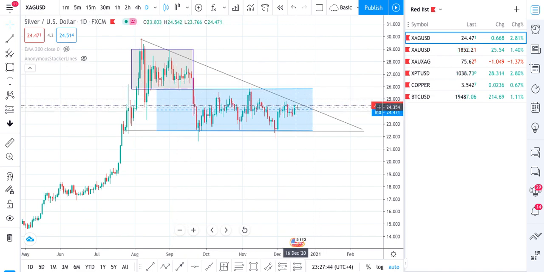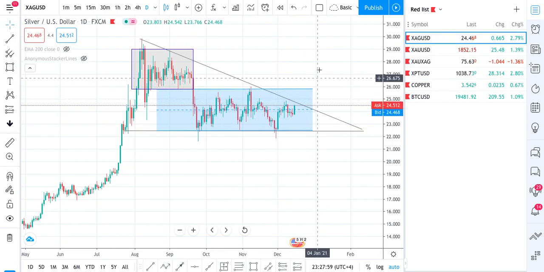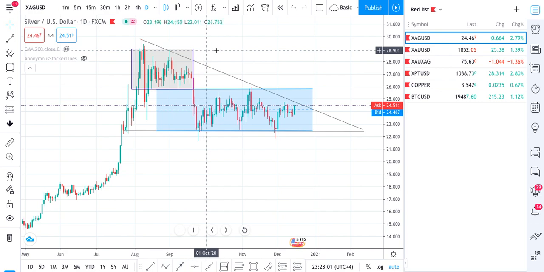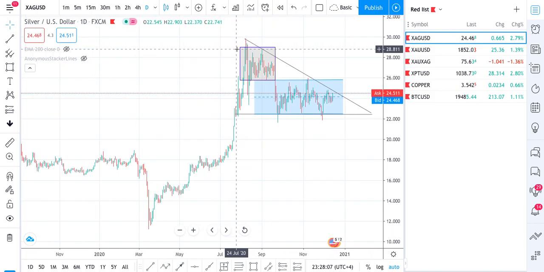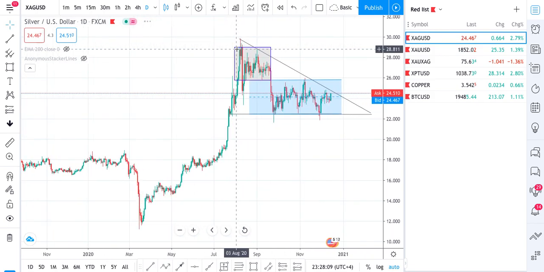So as soon as it breaks out of here, we're expecting it to reach level 26 or 25.9 and then come back down to buy more silver for you guys. And if it ever does go beyond it, this is the next level where it's going to be staying. That's the next resistance level, at about $29. And that's my take on it, guys.